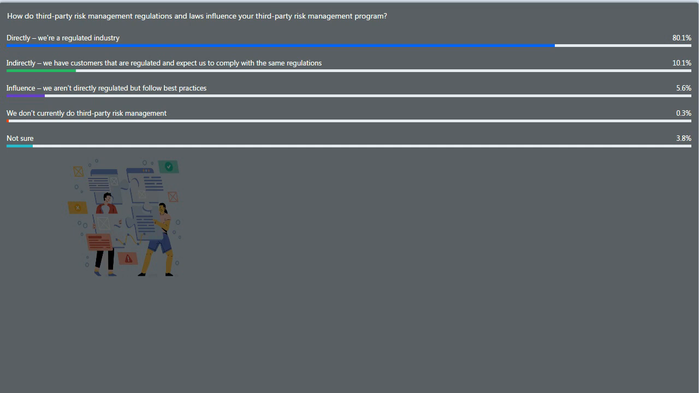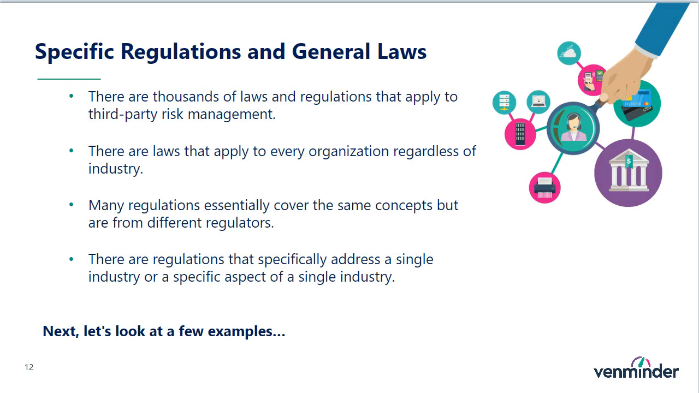So now we know the basics and the differences between laws, regulations, rules, and guidance. But that still doesn't mean it's always easy to sort out. You've got to remember that there are thousands of laws and regulations that apply to third-party risk management. And regardless if your industry is actually regulated, there are laws that are going to apply to your third parties.